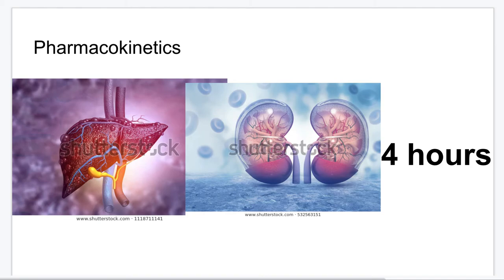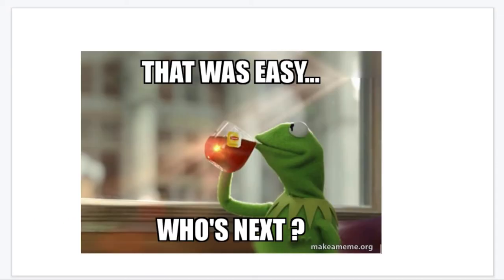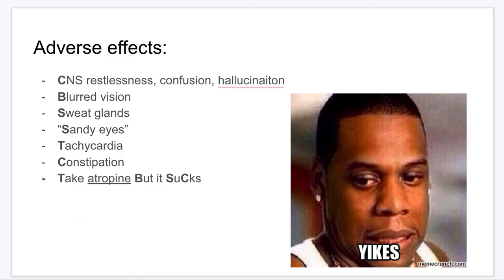Pharmacokinetics is very, very simple. It is metabolized in the liver, excreted in your kidney, and its half-life is about 4 hours. So that was quite easy. Adverse effects, here our mnemonic comes into place. Take atropine, but it sucks. Take means tachycardia. Why? Sympathetic nervous system. When your sympathetic nervous system is active, there is an increased heart rate, especially at high doses.